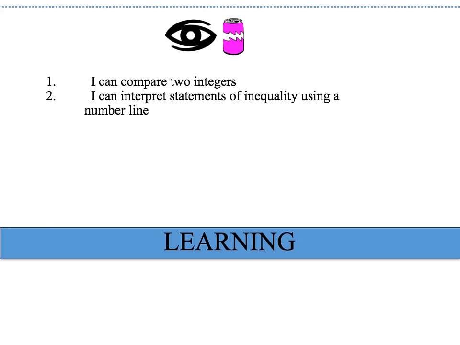This lesson has two I can statements. The first I can statement says I can compare two integers, and the second I can statement says I can interpret statements of inequalities using a number line.